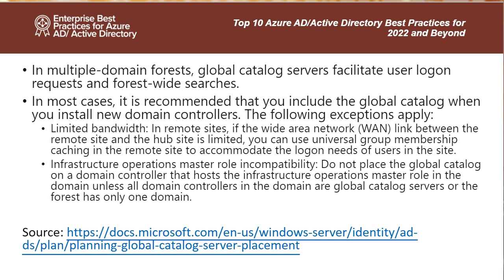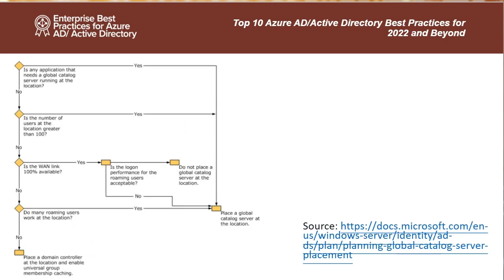If you've already made all of your domain controllers global catalog servers, no problem. That's good too. But if you've got some domain controllers that are global catalog servers and some that aren't, then you want to make really sure that whatever domain controller is hosting your infrastructure operations master role is not designated as global catalog. And to be totally honest with you, I'm not sure what the consequences of doing that are.